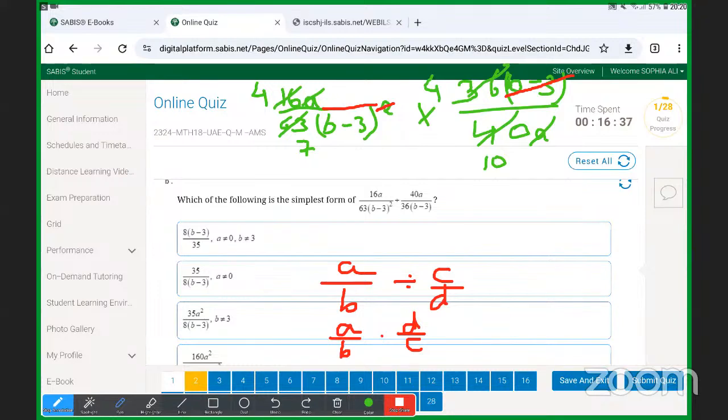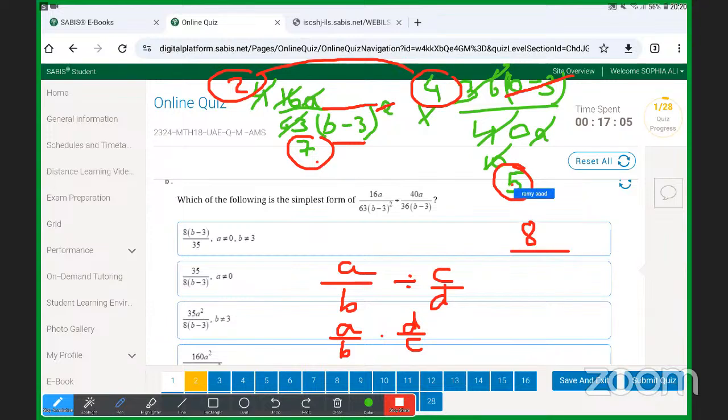Okay, so simplify it also. Any 4 you like, from here the 4 of 36 or the 4 of 16, it doesn't matter, but just one of them. Great. Divided by 2 will be 2, and divided by 2 here will be 5. Exactly. So now you have 2 here and 4 here and 7 here and 5 here. And don't forget you also have b minus 3. So 2 times 4 is 8 over 7 times 5 is 35. And you have just b minus 3 left in the denominator. So this is your answer.